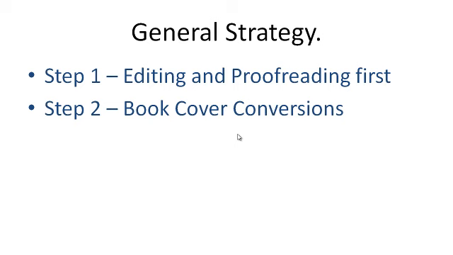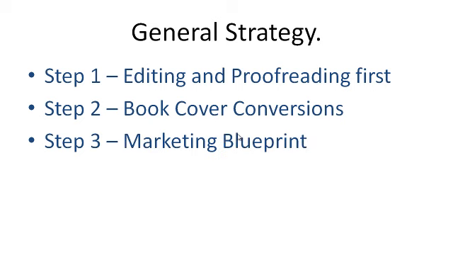Step number 2 is book cover conversions. People do judge a book by its cover, and unfortunately that is the truth with Amazon books as well. So we want to make sure that when people see your book, they know exactly what it's going to be about, but it appeals to them and grabs their attention so that they take action. Step number 3 is the marketing blueprint. And as I showed you earlier with the video's overview, exactly what all those are going to be: the social media, the social networks with books, book blogs, and more, your buyers list and more.